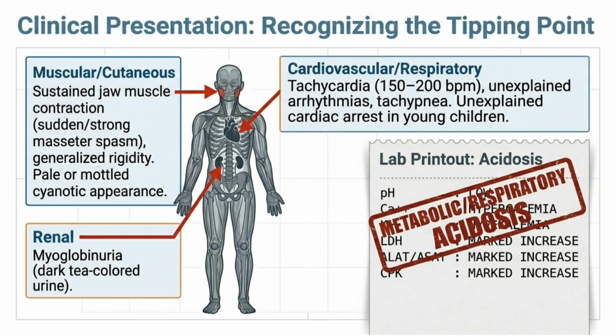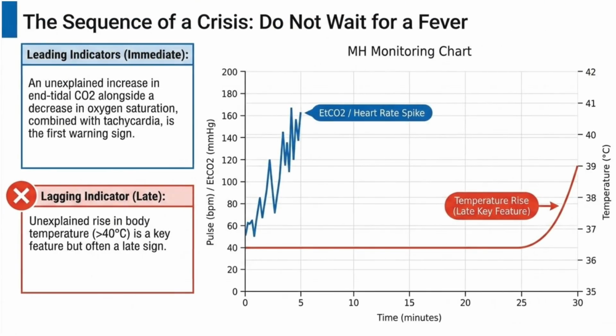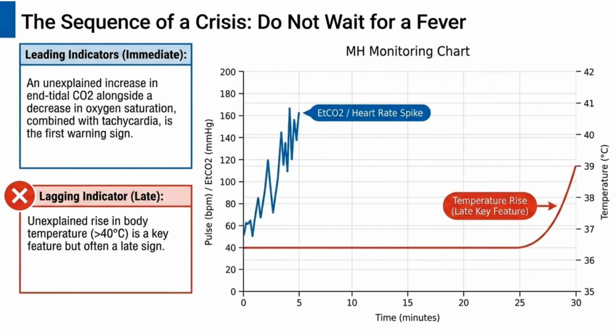Recognize the tipping point of a clinical presentation. Watch for sustained jaw muscle contractions, tachycardia, tachypnea, and dark tea-colored urine, which may indicate metabolic or respiratory acidosis. Do not wait for a fever. The leading indicators are a spike in end-tidal CO2, decreased oxygen saturation, and tachycardia. A rise in temperature is often a late sign.